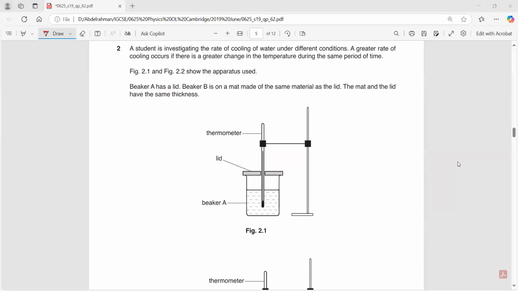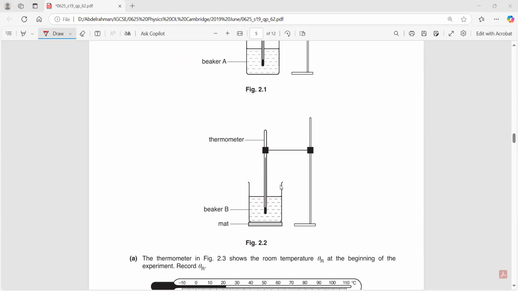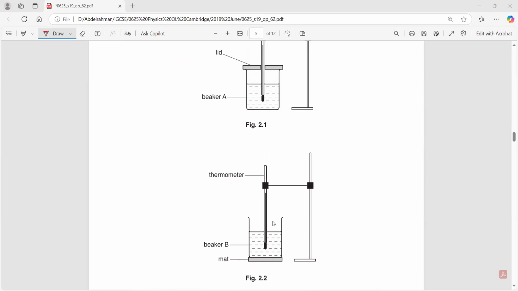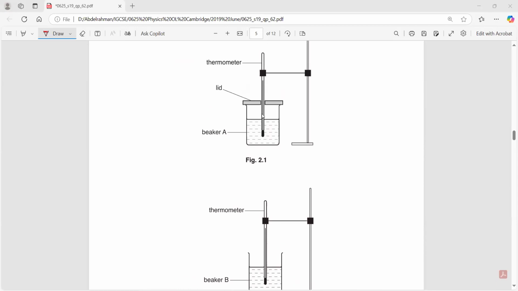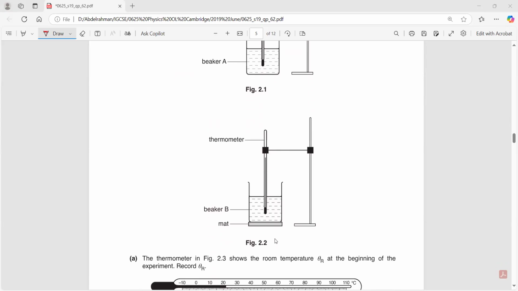Moving on to question 2. The student is investigating the rate of cooling under different conditions. You have the thermometer in beaker A with a lid, and the thermometer in beaker B with a mat below the beaker. So these are the two different conditions: beaker A has a lid, and beaker B doesn't have a lid, but it has a mat below it.